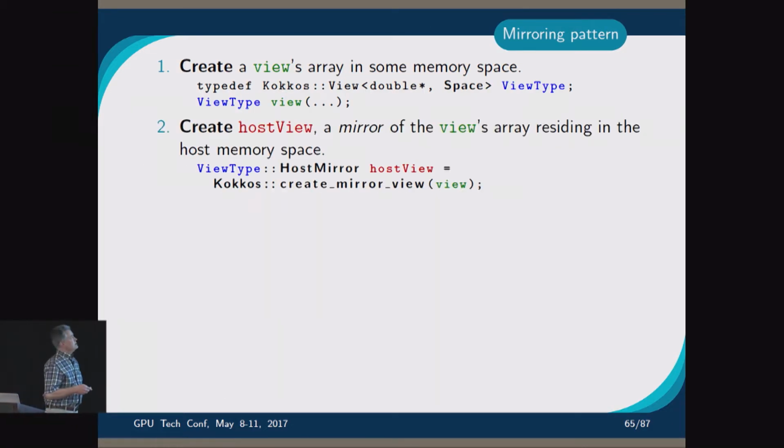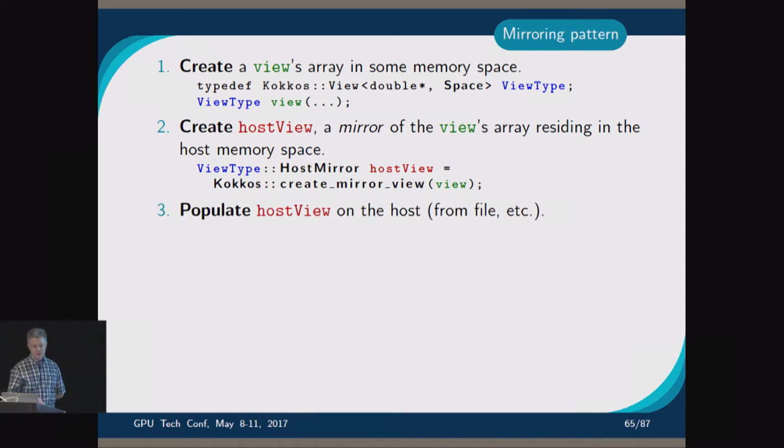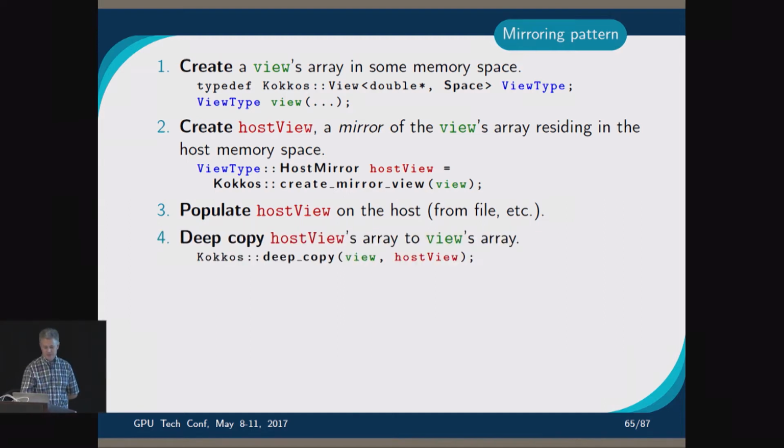Okay, so create a views array in some memory space, and create a host view to get that; we call it create mirror view. Now we can populate this host view on the host. We can read it from a file, whatever the case may be. And then we want to copy the actual content of that multi-megabyte array from the CPU into the GPU.